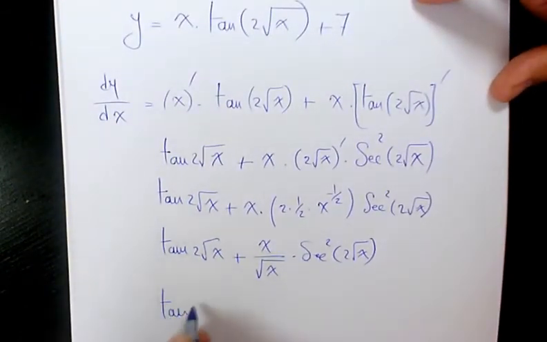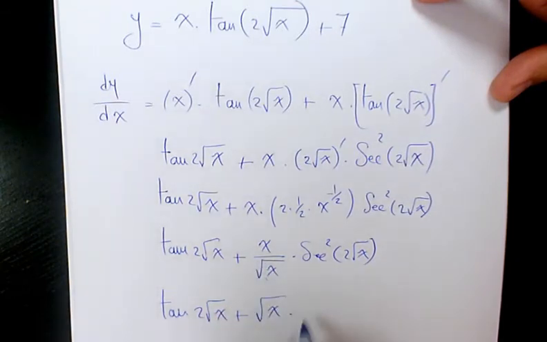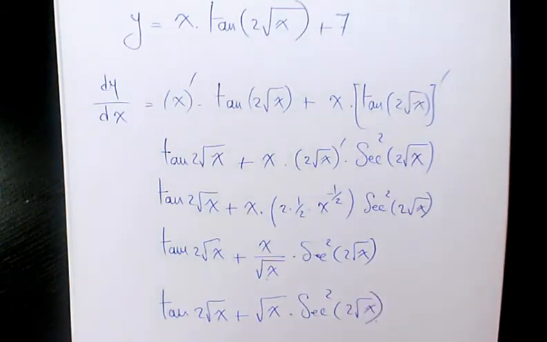So when you simplify it, it's going to be tan 2 root x plus x divided by root x, which is going to be root x times secant squared of 2 root x. So that's going to be the final answer.